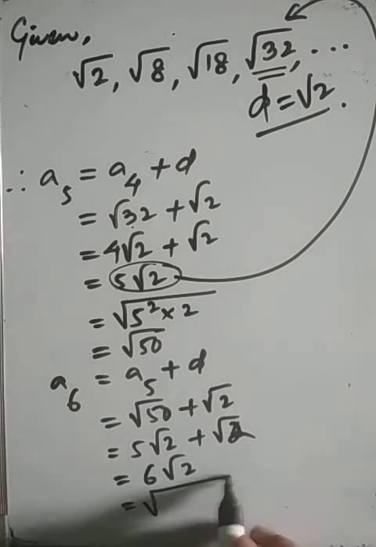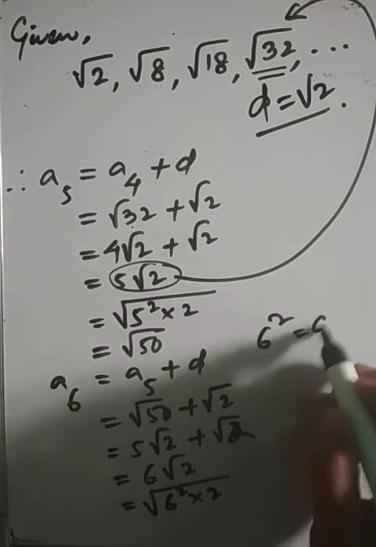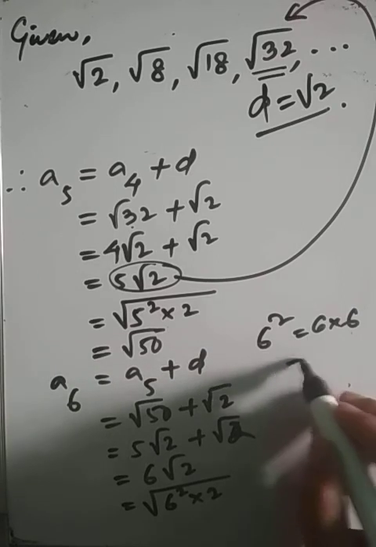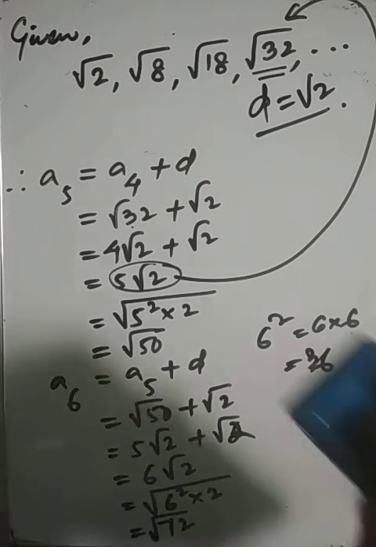So if this 6 comes under the root, it will be 6 square into 2. 6 square is 36. 6 square means 6 into 6. We are getting here now 36. 36 into 2, we get here 72. So root over 72. Next we are going to find the 7th term, that means A7.